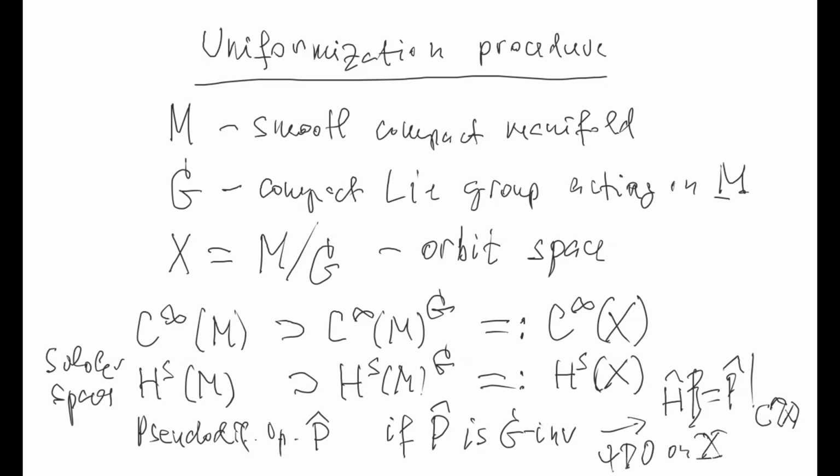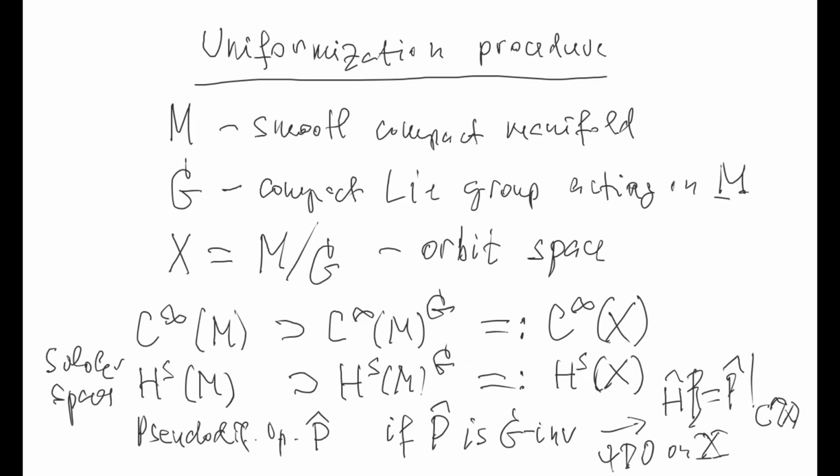So what I'm saying here is that if we have a smooth compact manifold with a group action, then on the orbit space we can naturally define objects like functions, well-known function spaces, and differential and pseudo-differential operators. Of course, this is a well-known construction. But now let us reverse the situation.